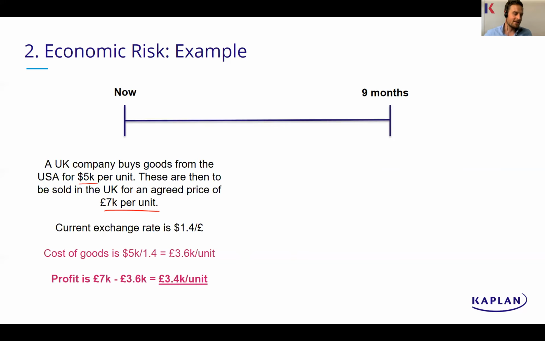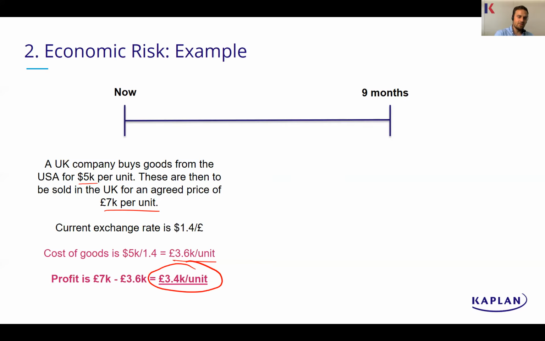Now, if we take this arbitrary exchange rate of $1.4 per pound, at the moment these goods are costing us $5,000 divided by that rate of 1.4, which is £3.6 thousand per unit. So the profit: we sell them for 7, they're costing us 3.6. So we end up with a profit of 3.4K per unit at the moment. So that's what we're expecting now.